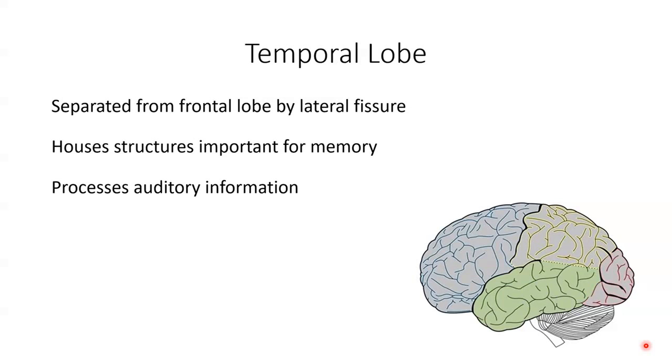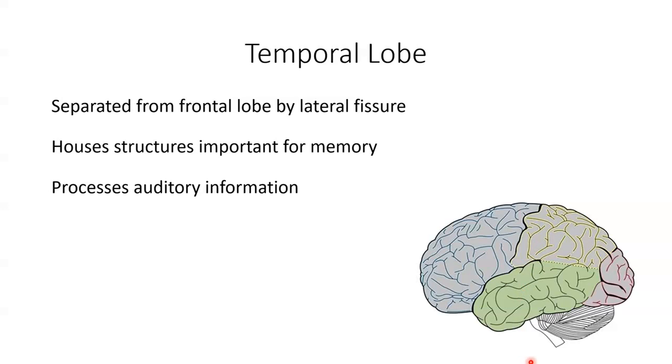Our last lobe is the temporal lobes, and they sit laterally on either side of the brain. The temporal lobe extends superior to the sylvian fissure, which is this line here, also known as the lateral fissure, and it separates it from the frontal lobe and also the parietal lobe.